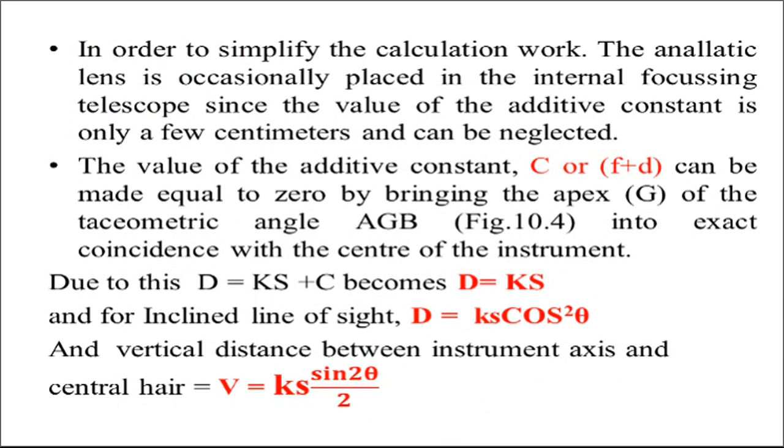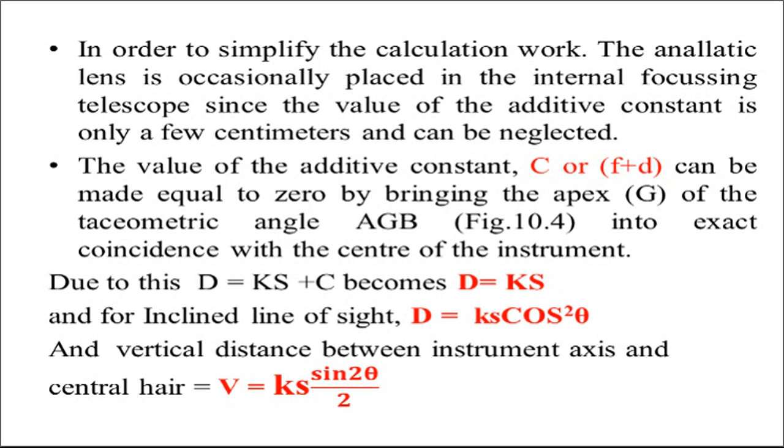In order to simplify the calculations in tachometry, the analytic lens is occasionally placed in the internal focusing telescope, since the value of the additive constant is only a few centimeters, and that value can be neglected by providing this analytic lens. The value of the additive constant C, or we can say f plus d, can be made equal to 0 by bringing the apex G of the tachometric angle AGB into exact coincidence with the center of the instrument.